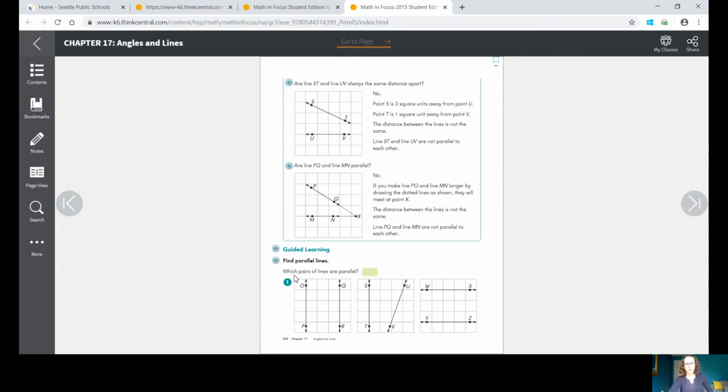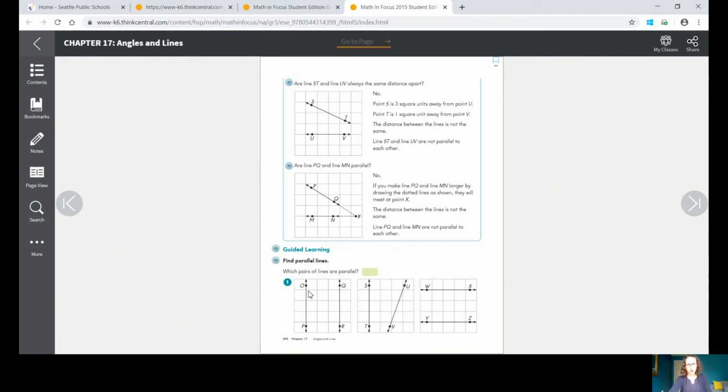We're on number 1. It says find parallel lines. Which pairs of lines are parallel? Go ahead and pause me so that you can look through those and just jot down which lines are parallel. I'll share the answers with you in a moment.